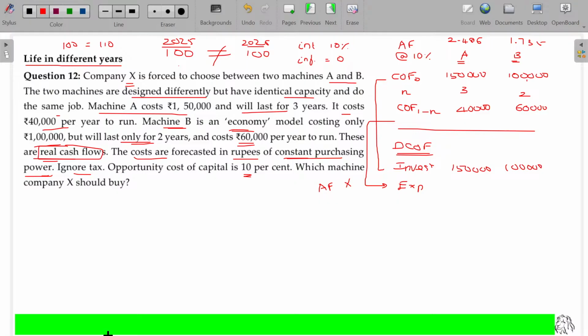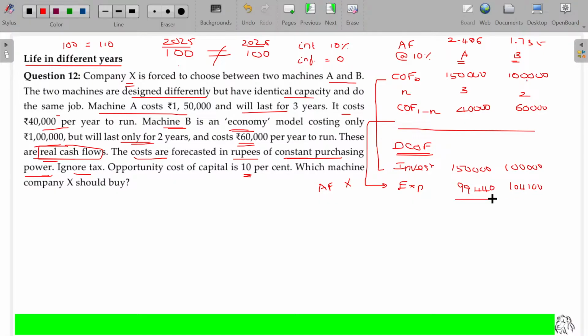So if you purchase A, immediately you spend 1,50,000. Today's value itself 1,50,000. No need to bother about discounting that. To run machine A, we need to spend 40,000 rupees by the year end for up to the life of 3 years. The present value of the 40,000 rupees, multiply the cash outflow with the annuity factor 2.486. If I multiply, the value being 99,440. Similarly, for B, 1.735 is multiplied with 60,000 rupees.